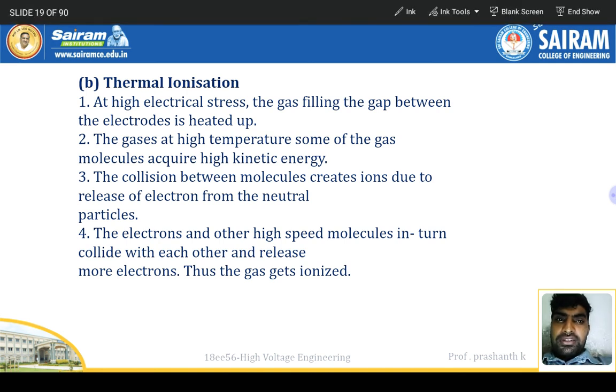Next we have thermal ionization. At high electric stress, the gas filling the gap between the electrodes is heated up. A thermal oven, heating inside the chamber, is the best example. The gas at a high temperature, some of the gas molecules acquire high kinetic energy. The collision between the molecules creates ions due to the release of electrons from the neutral particles. The electrons and other high-speed molecules in turn collide with each other and release more electrons. Thus, the gas gets energized.